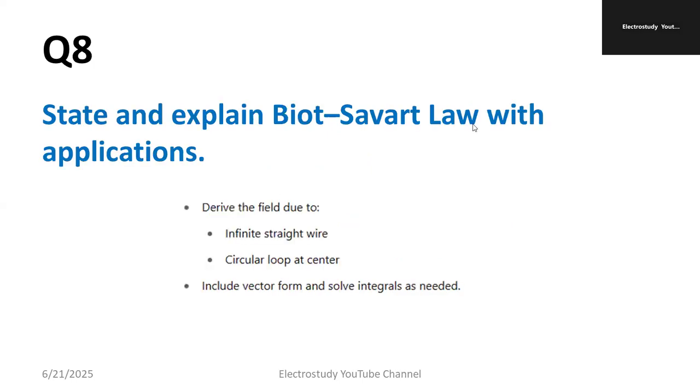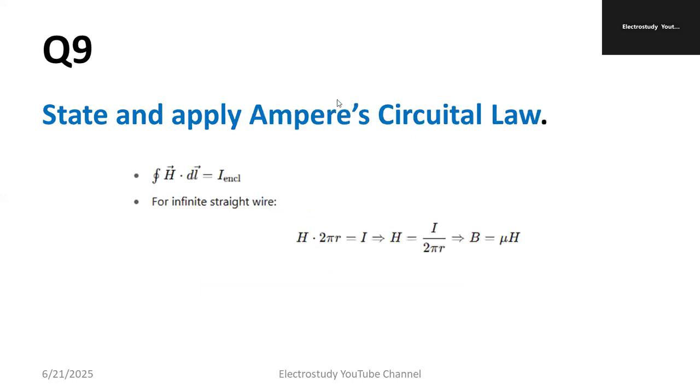State and explain the Biot-Savart law with applications. Three applications you have to explain: derive the field due to an infinite straight wire, and derive the field due to a circular loop at the center. Then also include the vector form and solve the integrals needed. First of all, you have to state what the Biot-Savart law is. You can calculate the magnetic flux density for a very small element, and state the equations. Later on you have to do the derivations that you are expected to do. These are the applications of the Biot-Savart law.